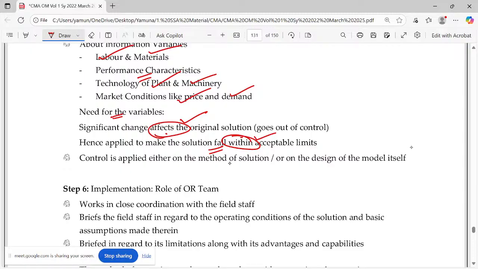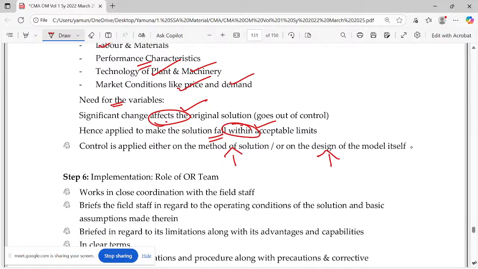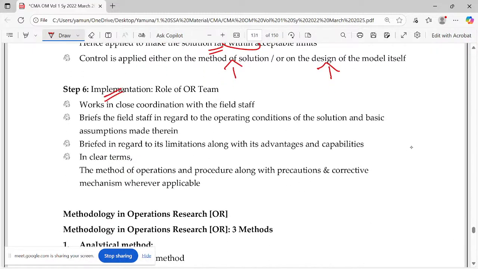So control is applied either on the method of solution or on the design of the model. That is what we are going to study in 4.3. Method, we will discuss after doing all this. Now we have to go for implementation.